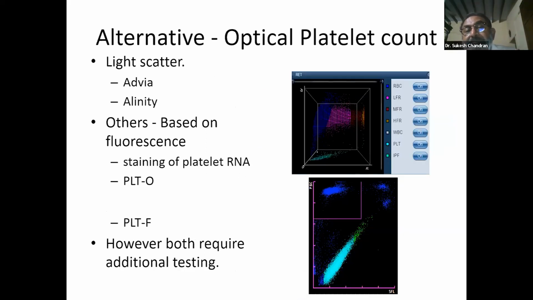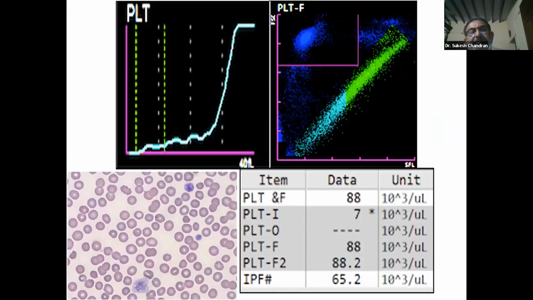What is the alternative? Can we look at optical platelet count? So nowadays people are promoting optical platelet count, but you must realize optical platelet count can be based on 2 principles. One is based on light scatter, which is done by Advia from Siemens, and Alinity by Abbott. And the others use fluorescence, which are done predominantly by Platelet O from Mindray and Platelet F from Sysmex. However, both of them require additional testing. You have to do additional tests for platelets, not in Alinity and Advia, but in the others we need to do the optical, the fluorescent platelet count.